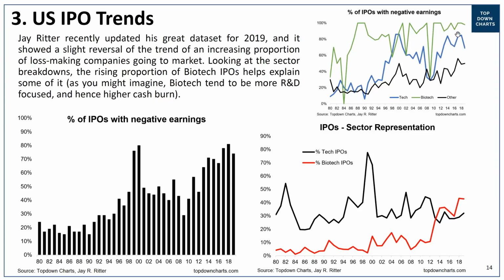So for biotech IPOs, it's more the rule than the exception that they would be going to market with negative earnings, and that kind of makes sense. Most of them are trying to raise funds to help get through their R&D programs. Tech is a bit of a mixed thing there, but for the most part, tech IPOs have tended to be up there as well. But also, if you look at all other companies, there has been that gradual upward trend to more loss-making companies. I guess you could also say maybe less mature companies as well.